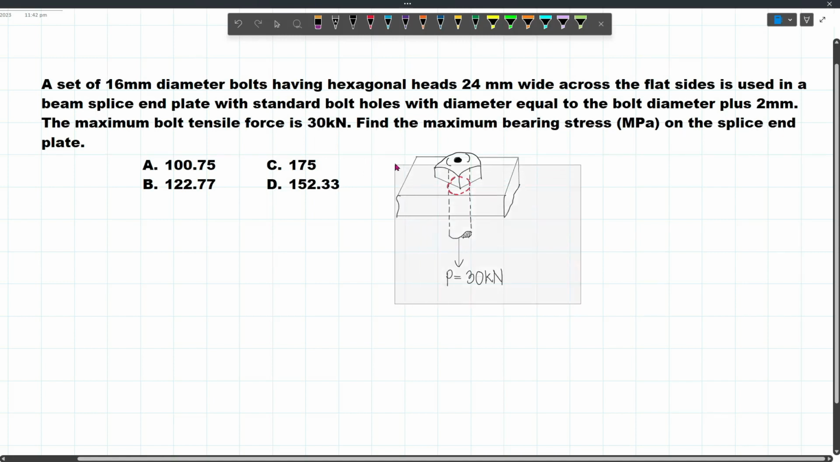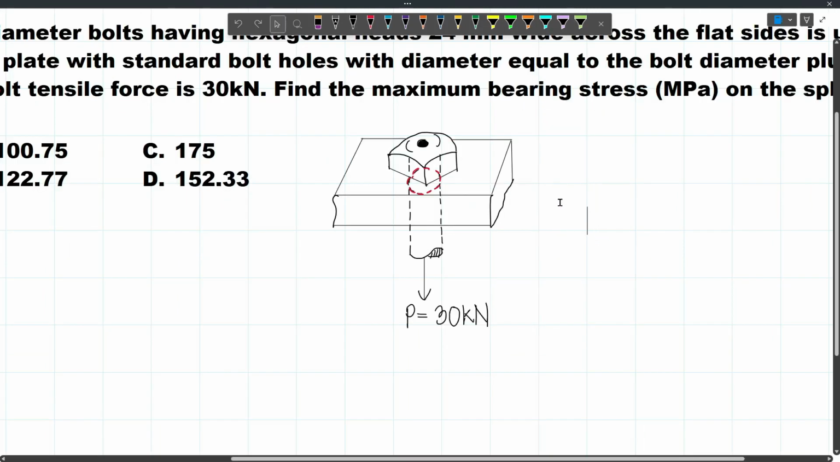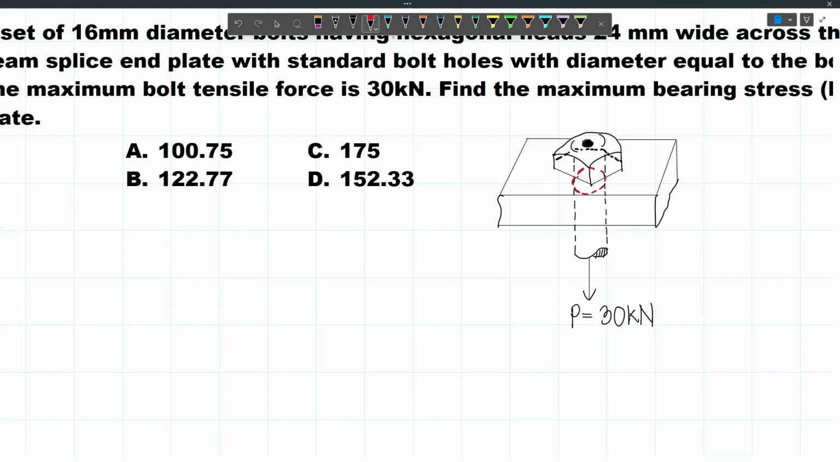And we are to find the maximum bearing stress on the splice end plate. Now, ito yung figure natin. We have a plate, and then merong hole dyan sa gitna, and then meron tayong hexagonal heads, which is ito. We are essentially looking for the contact stress or the bearing stress at this part. Now, alam natin na itong bolt is punched through the plate. And so, itong area na to, we have to subtract this one. Kasi yung subjected to bearing is only itong area na to, minus itong hole sa gitna.